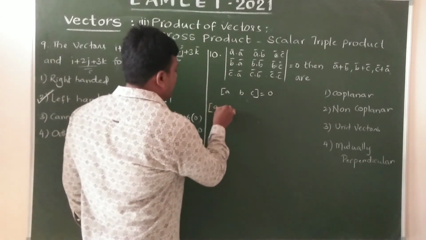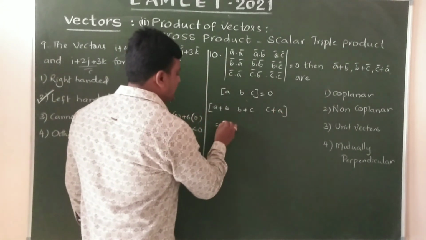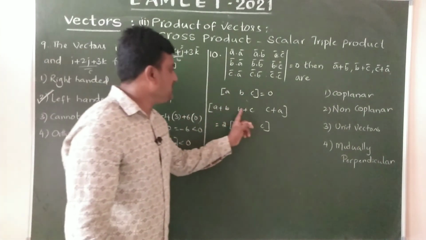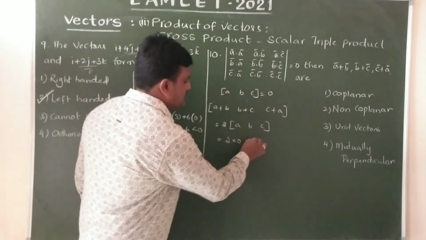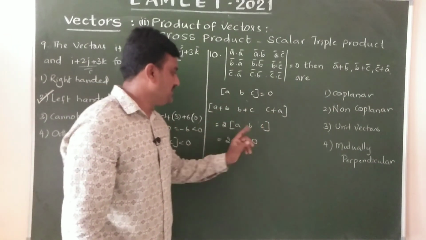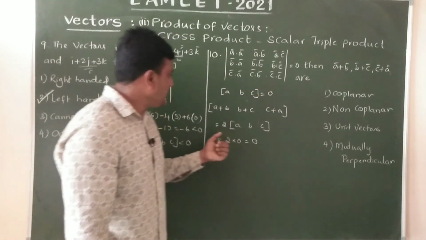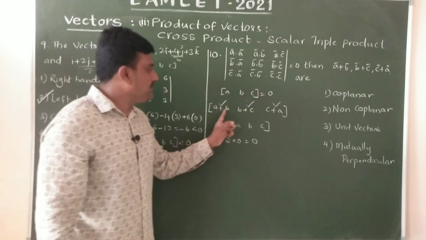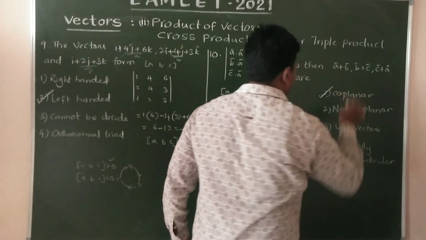So then what about this? Suppose the box of A plus B, B plus C and C plus A equals, shall I take it like this, 2 into box of ABC, yes or no? Box of A plus B, B plus C, C plus A equals 2 into box of ABC, which equals 2 into 0, so that is nothing but 0. If box of ABC is 0, then A, B, C are coplanar. So here also box of A plus B, B plus C and C plus A is 0, then A plus B, B plus C, C plus A are coplanar. So our option is the first one.